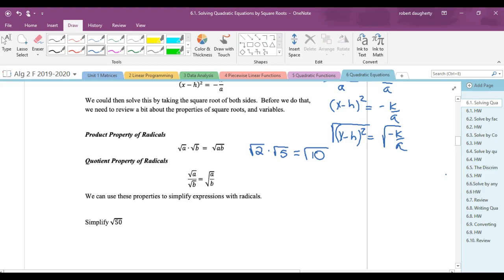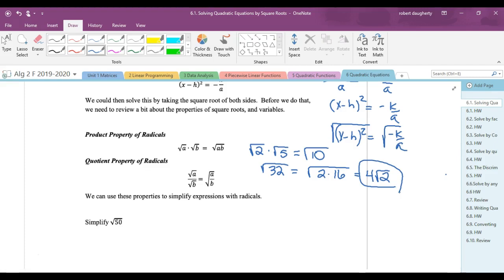If I had the square root of 32, that's the same as the square root of 2 times 16. How can I simplify this one right here? What's the square root of 16? 4. So this is 4 times the square root of 2. Okay? So you have to be comfortable with square roots, writing things as factors, and being able to simplify.